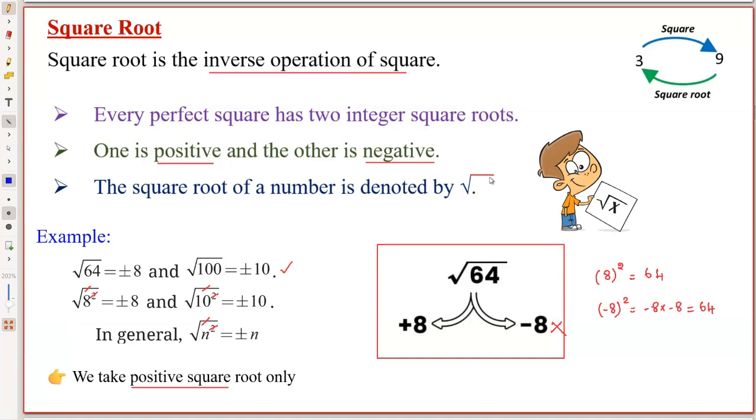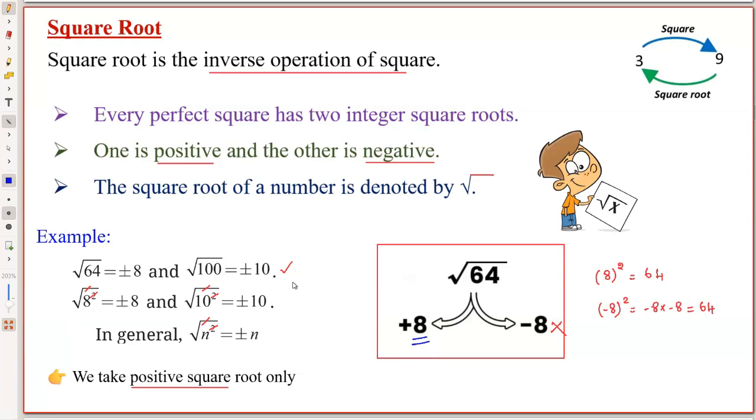This is the symbol for square root. For example, the square root of 64 gives plus 8 and minus 8. Why? Because plus 8 squared is 64 and minus 8 squared is also 64. So it can take plus or minus, but here we will consider only plus. When coming to 10th, 11th and so on, we will take both values. We take only positive square roots in grade 8.